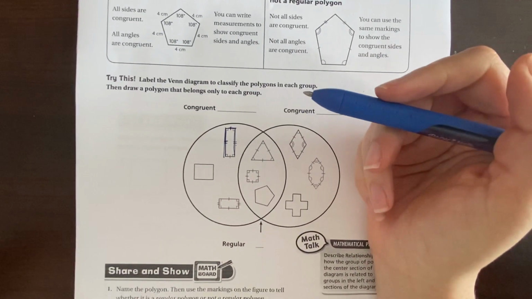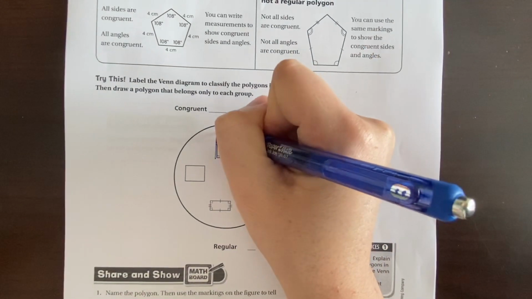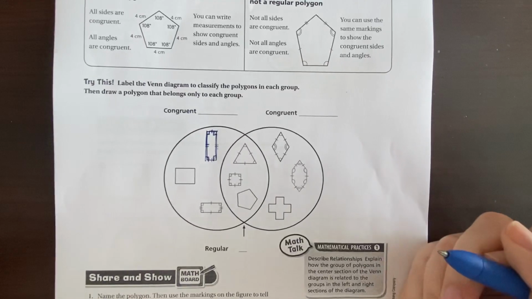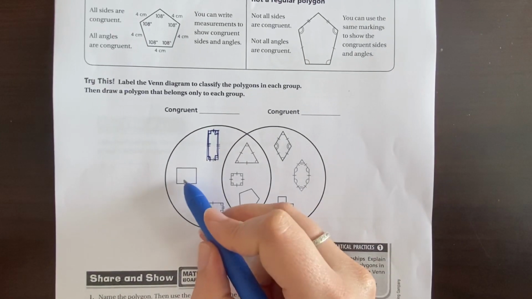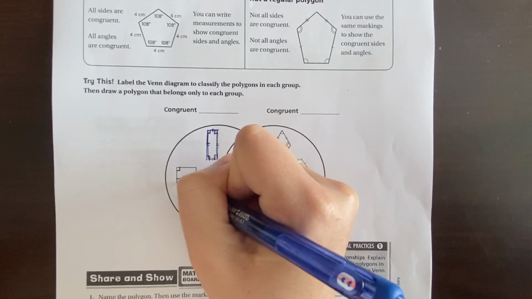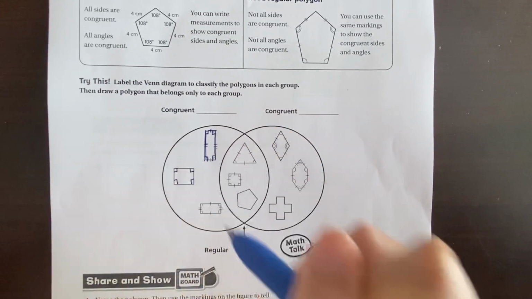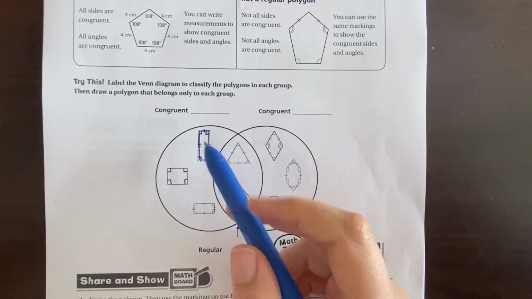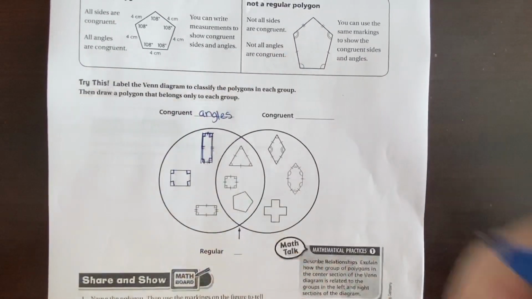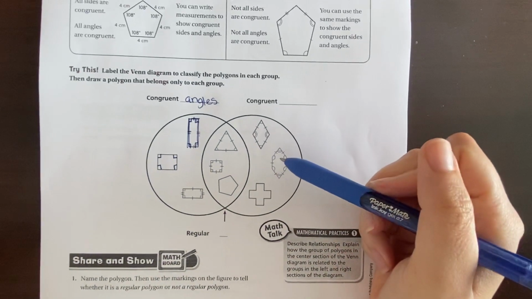So now let's look at angles. I can tell that this is a right angle, this is a right angle, right angle, right angle. Same with this shape, and even though this one is not drawn on, I know that this is a right angle, right angle. So all of the shapes in this circle right here have congruent angles. Okay, so let's move on to this side.